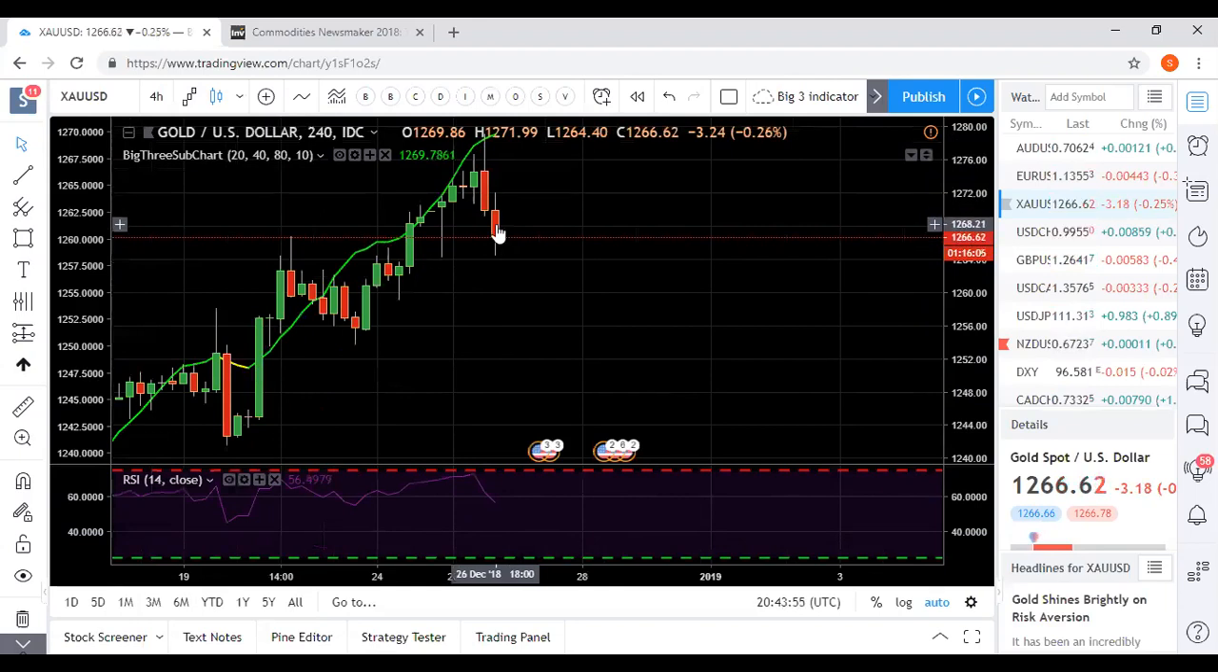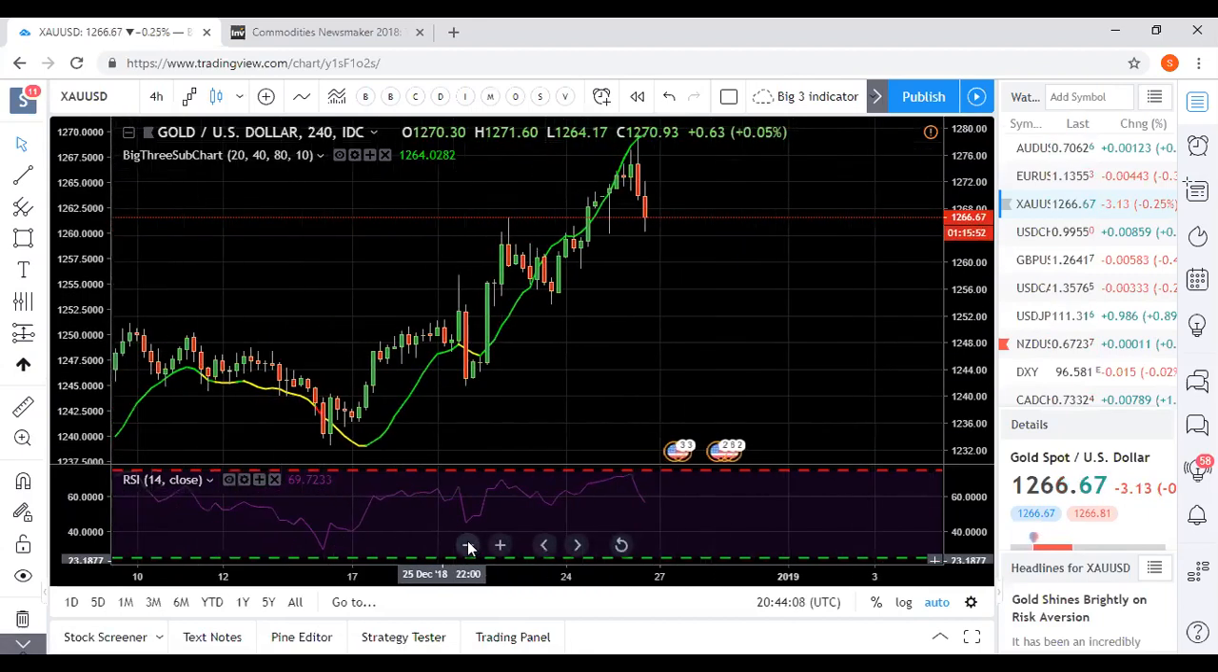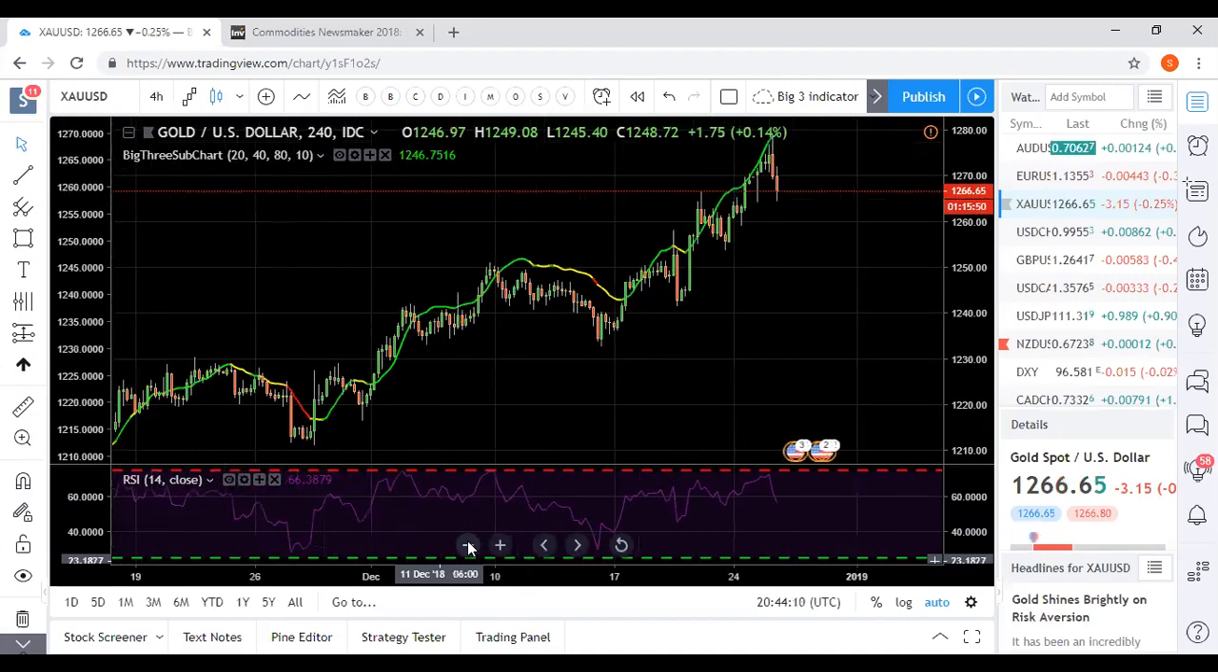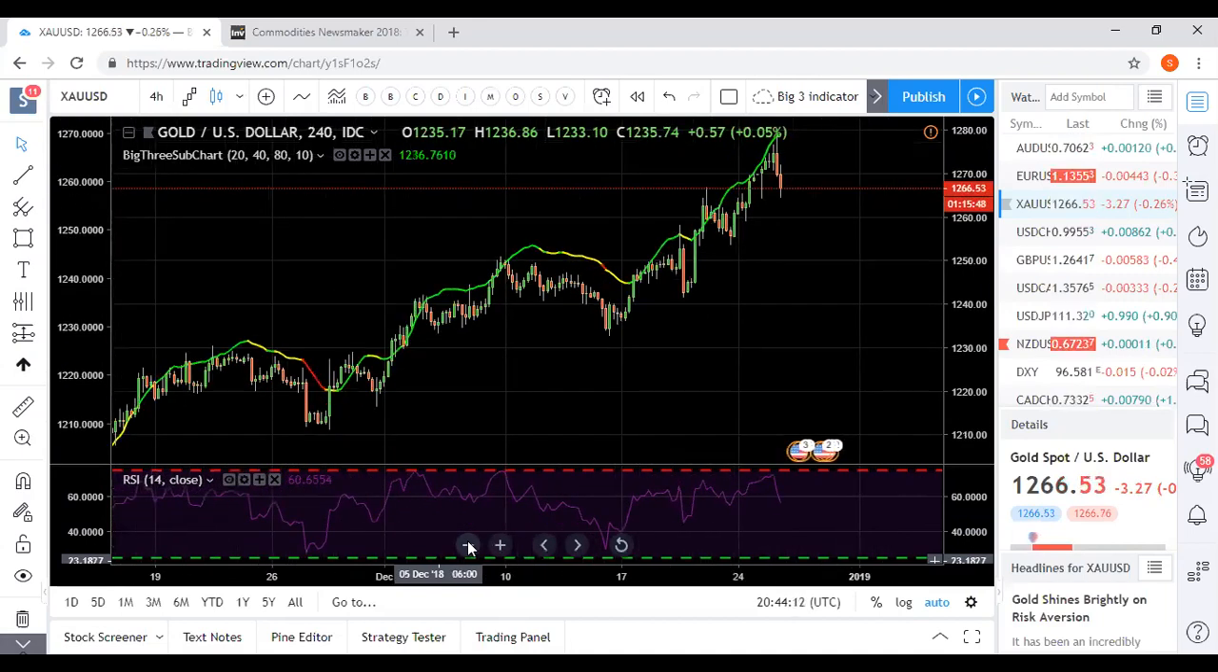So just be careful, guys. There is a good support even at the 1264 level as well. So potentially it might go up again from here. It's just like a short-term retrieval. It can happen, so just be careful. This is 4 hours, which I don't tend to look at that much, but it's worth keeping an eye on sometimes.